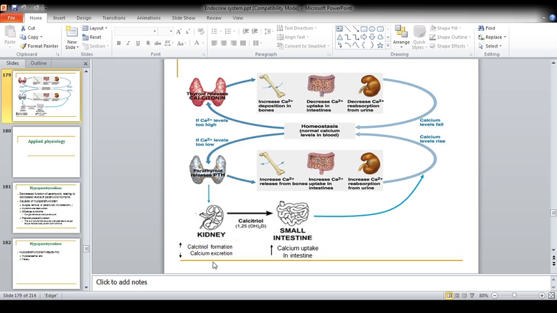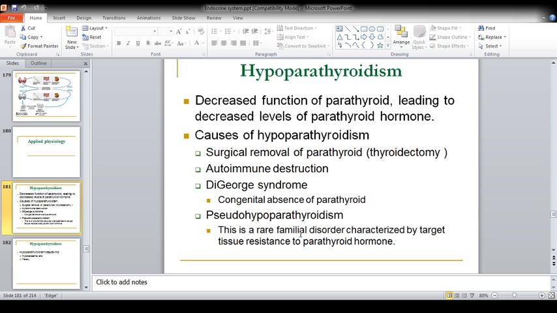Moreover, vitamin D is activated in the kidneys via parathyroid hormone, which would go on in the small intestine and increase calcium uptake. So this is the whole story of the calcium regulation. Now let's look at applied physiology of calcium, of the parathyroid gland, etc.